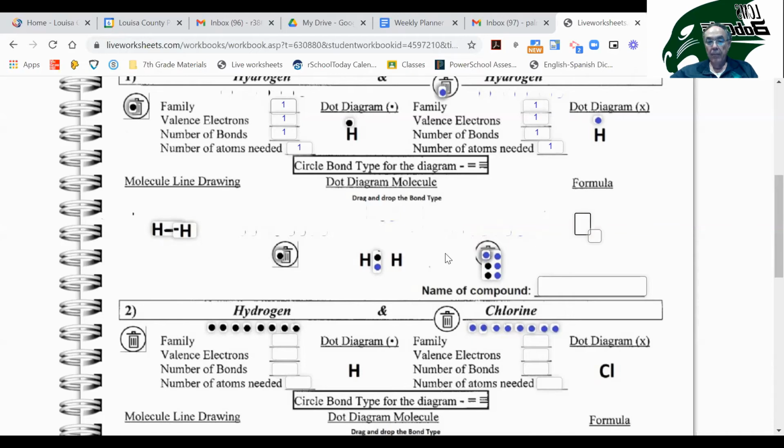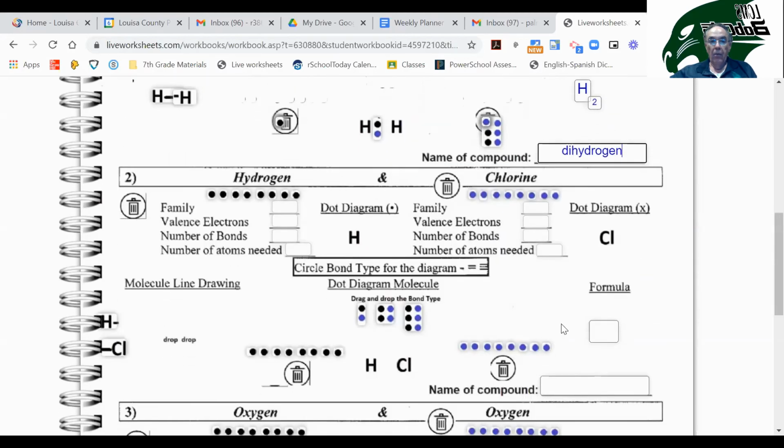In our formula, we have hydrogens. We have 2 of them. So when we go to name it, it's di because of the 2, and we don't change the name of the first element, so it's hydrogen. You know, that looks good.